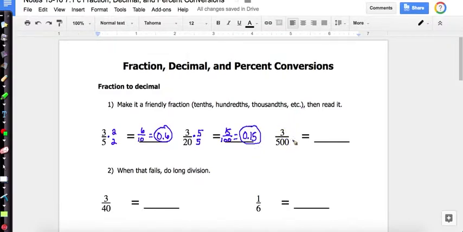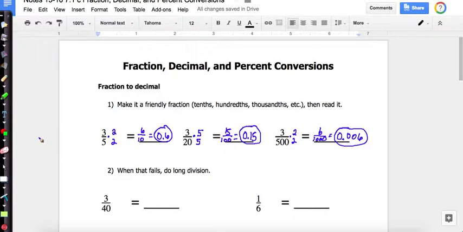Okay, 3/500. Can I turn that into thousandths? The answer is yes. Multiply top and bottom by 2. 3 times 2 is 6, and 500 times 2 is 1,000. So 6 thousandths. When I have thousandths, I have 3 numbers after the decimal. So I need 0, 0, 6. Okay, so those are friendly fractions.